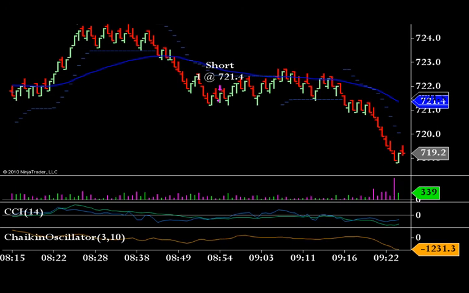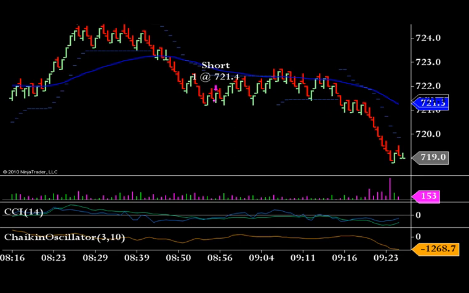Right now it looks like we're up a little over 2 points, about $200. Another good trade. If we exit this position now, we'll be up a little over 500 per contract.